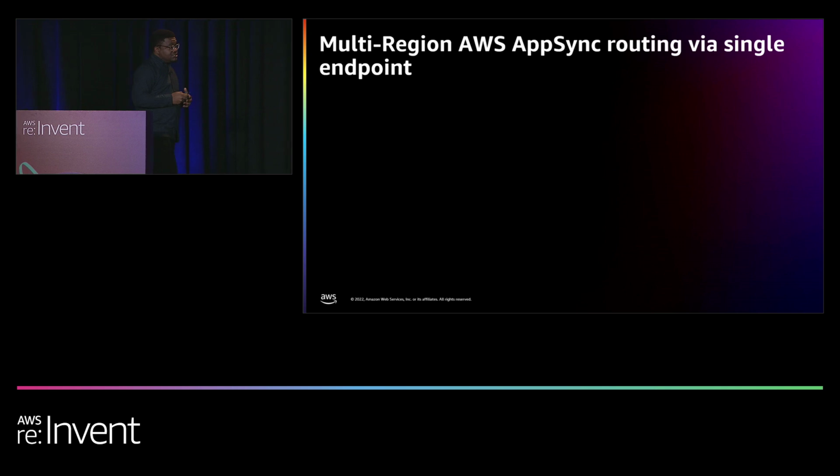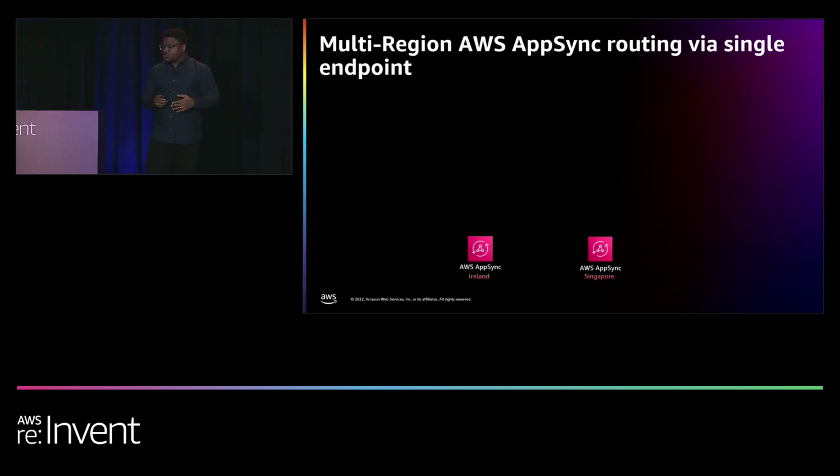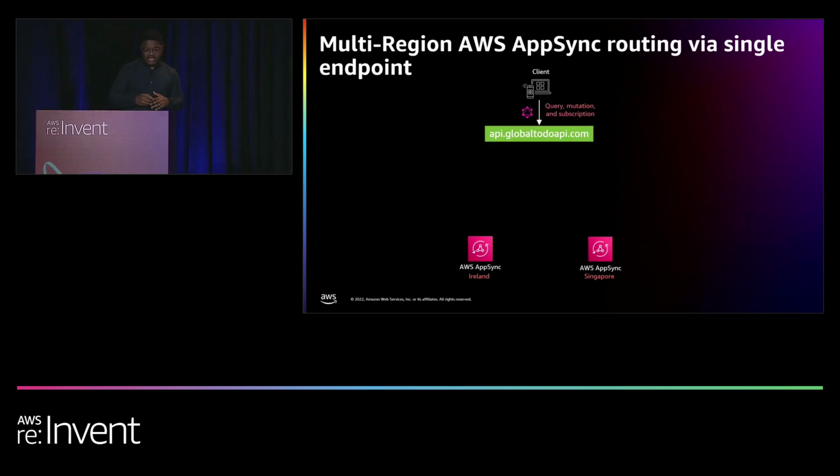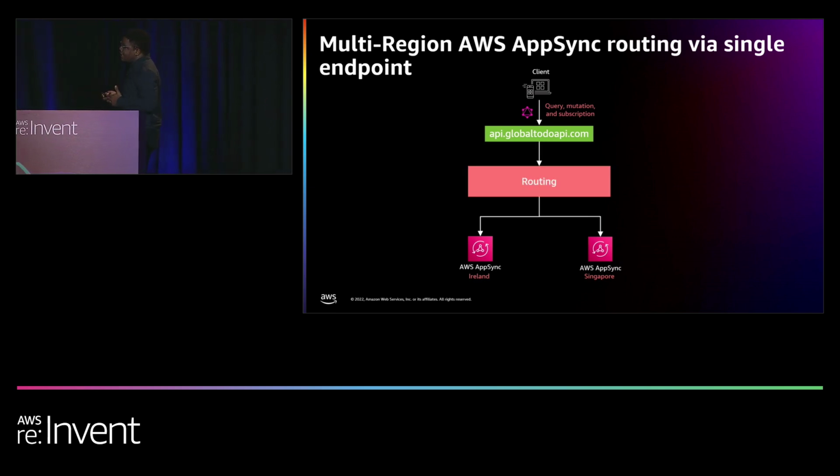So what do I mean by routing via a single API endpoint? You have your AppSync API deployed in 2 regions. We'll be using Ireland and Singapore throughout the discussion today. And then you have your AppSync clients sending queries, mutations, and subscriptions to a single API endpoint. You have this middle layer that needs to make a decision on which region to route your request to. And I'll cover the options here and how you can go about setting that up.